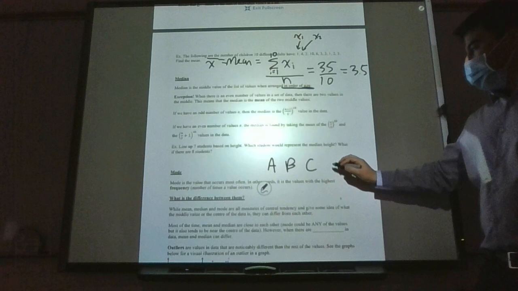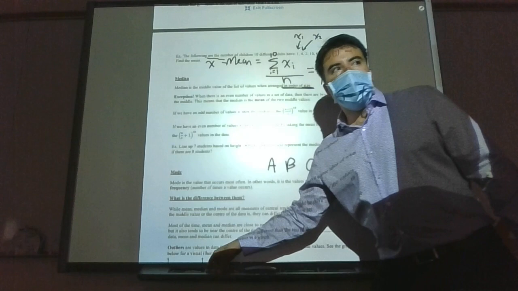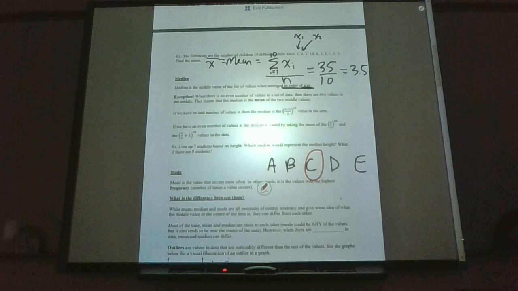This is an example. If they're going in order from smallest to biggest and I ask which one is the median, I think most people can see the one in the middle is C. But it does actually get more complicated than you think, because as soon as you start adding more values, it's not that clear where the middle one would be. It's not always that simple.